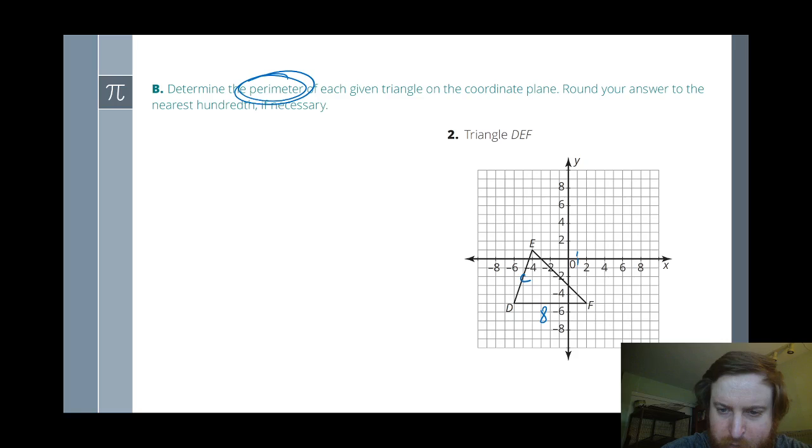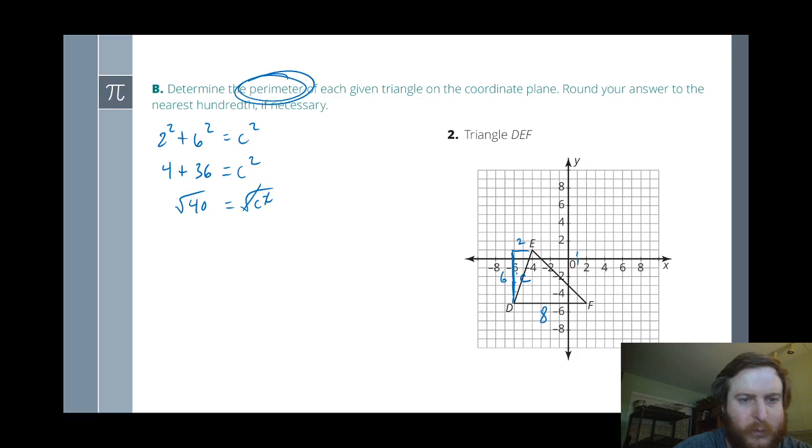So it has a distance of 2 and then a height of 1, 2, 3, 4, 5, 6. So 2 squared plus 6 squared equals c squared. That's 4 plus 36 equals c squared. And that's 40 equals c squared. I'm going to square root both sides because I want to get rid of this c. So you could have written 40 equals c squared first and then square rooted it.